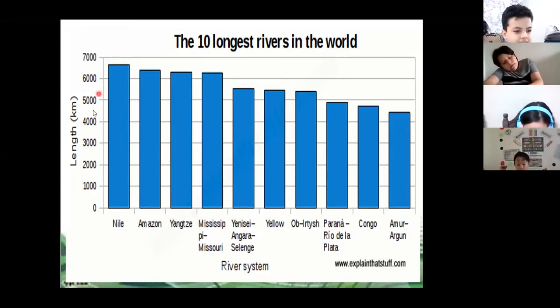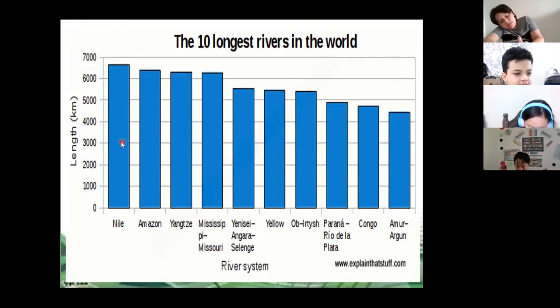Here it is. Now, remember that the Nile, the number one, is located in Africa. The Mississippi is located in the United States, in North America. Then we have other rivers here: the Yellow, the Paraná, the Congo. These rivers, I usually hear the names. They are the 10 longest rivers in the world. But in the United States of America, there is the Mississippi River. It runs through 10 states.